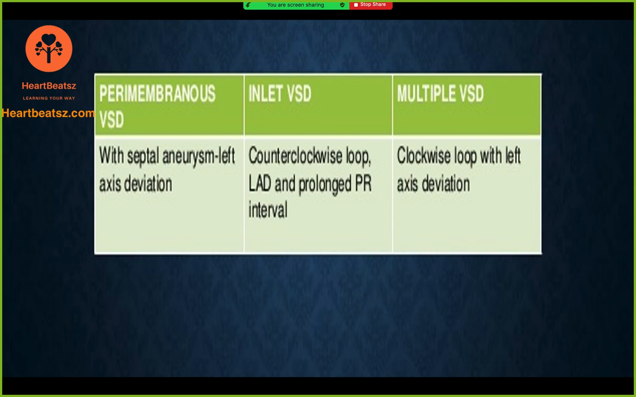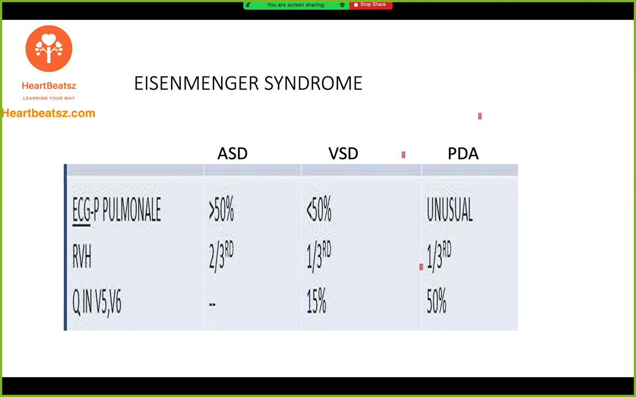So there are other ways to define the perimembranous VSD as well. For example, it can be inlet VSD, multiple VSD, or perimembranous VSD. For the perimembranous VSD, because they can be associated with septal aneurysm, one can expect a left axis deviation. Similarly, inlet VSD can have a counterclockwise loop. That's why we notice a left axis deviation but with prolonged PR interval. Similarly, for the multiple VSD, we notice a clockwise loop with left axis deviation, isn't it?